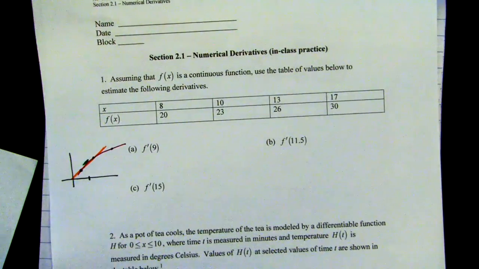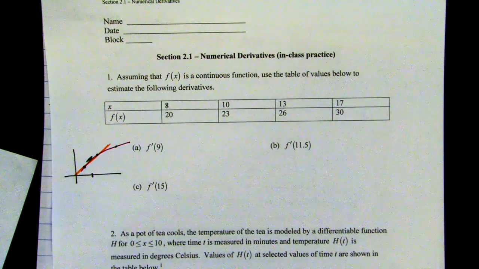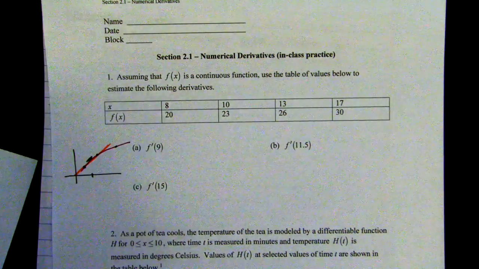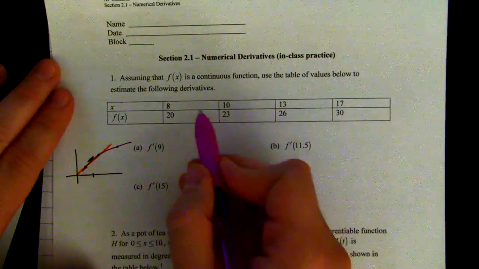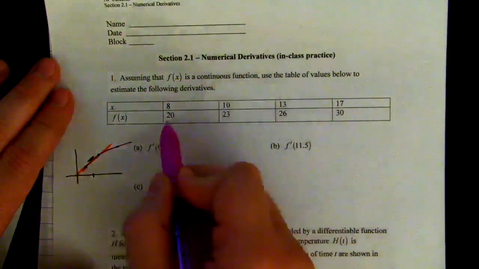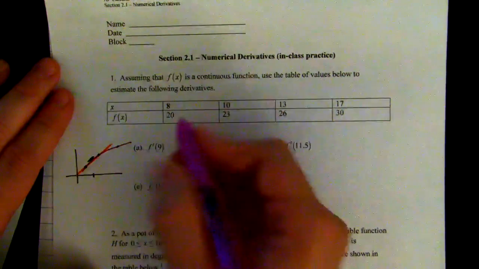Let's do this. This is not going to be super hard, but this is actually a big deal on the AP exam, and I can pretty much guarantee you're going to have to do this as part of a free response question. F prime of 9. Well, 9 is in between 8 and 10, so let me just find the slope of the secant line through x equals 8 and x equals 10.